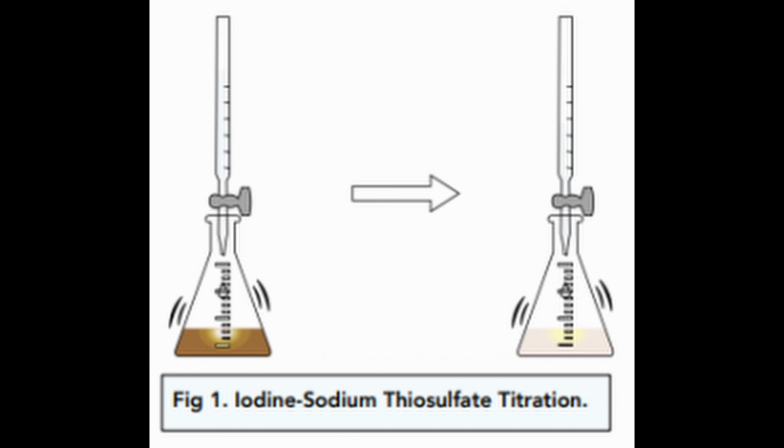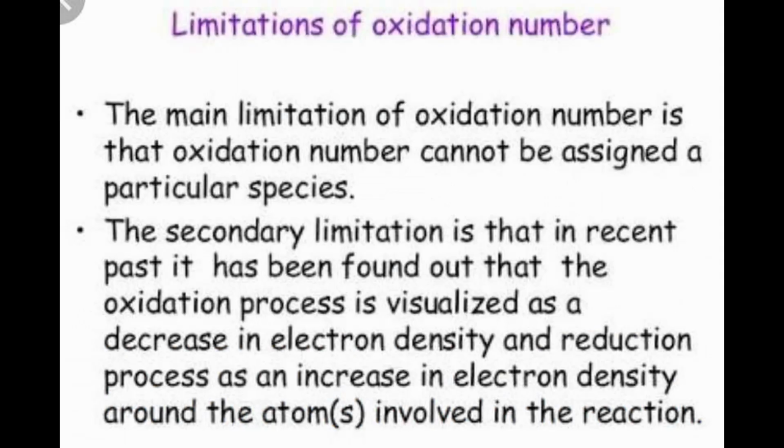Now let's look at a method that uses iodine as an indicator, ideal for reactions that involve oxidizing iodide ion. When copper 2 plus ion reacts with iodide ion, it produces iodine. Iodine gives a strong blue color when mixed with starch. So we can clearly see the iodine in solution. To reach the end point, we add thiosulfate ion, which reacts with iodine and causes the blue color to disappear. This color change helps us know when the reaction is complete.